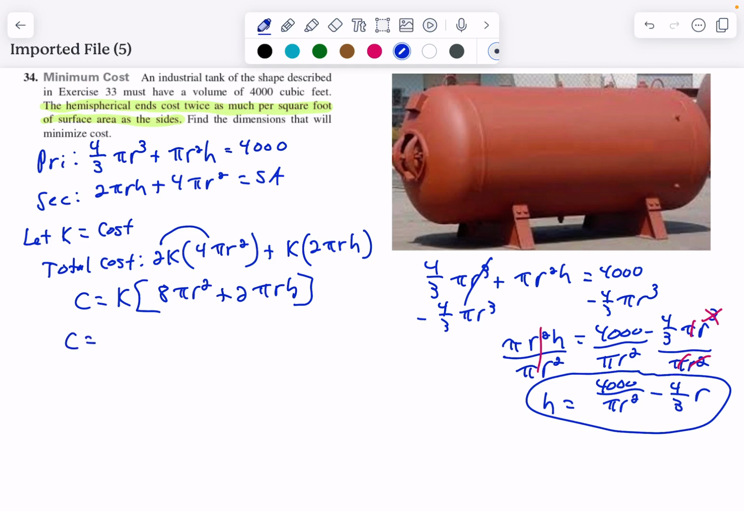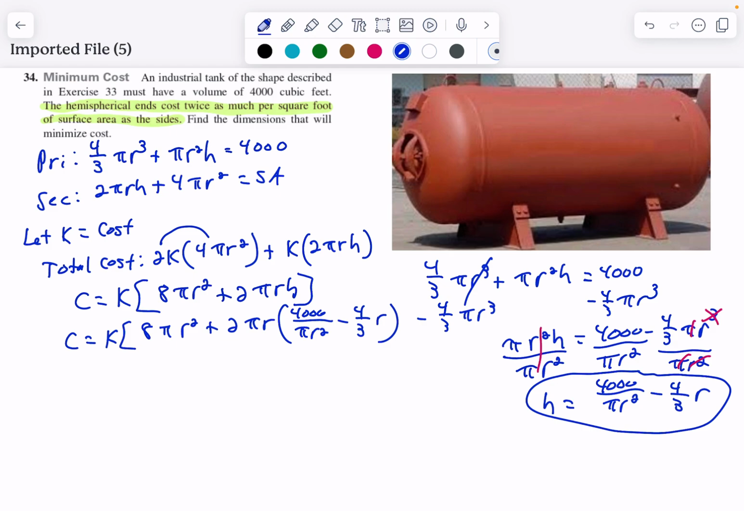Let's get this in terms of just r, all right? So that K can stay outside. And I have 8 pi r squared plus 2 pi r times h, and again, we figured h to be 4,000 over pi r squared minus 4/3 r. Okay, so I'm going to let you take over from here.